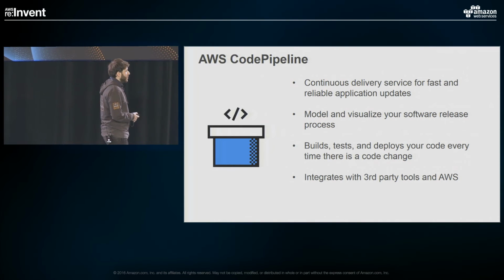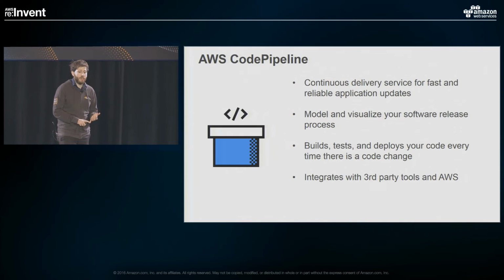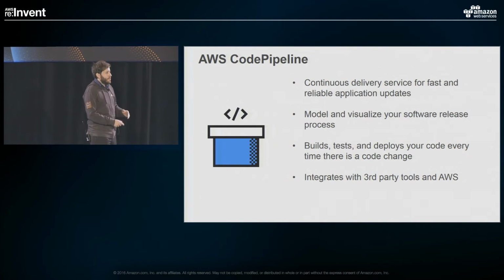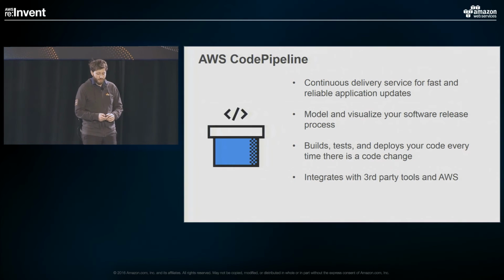The interesting thing about CodePipeline is that it integrates with tools that you're probably already using today, like Jenkins, Runscope, Solano Labs, and a lot more. And most importantly, it also integrates with the other AWS services.